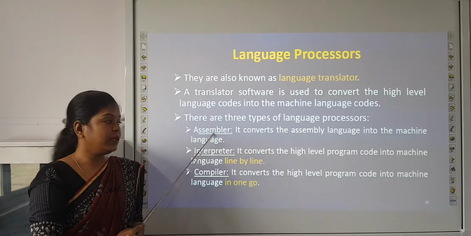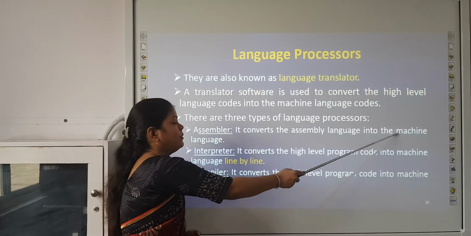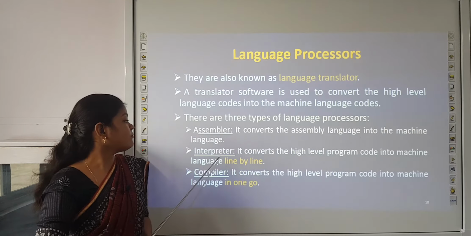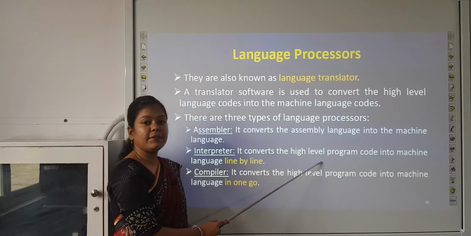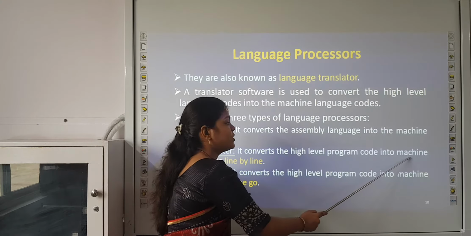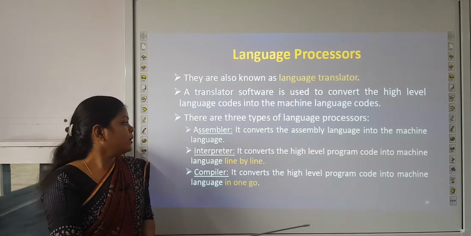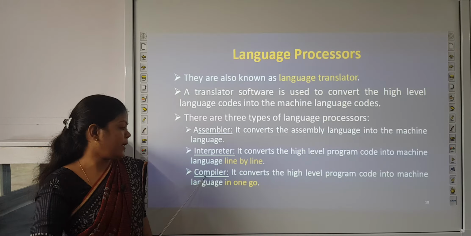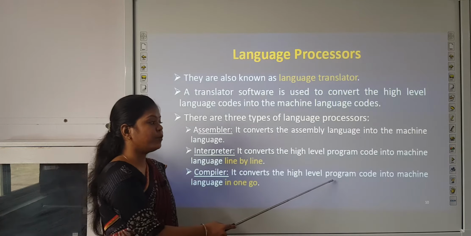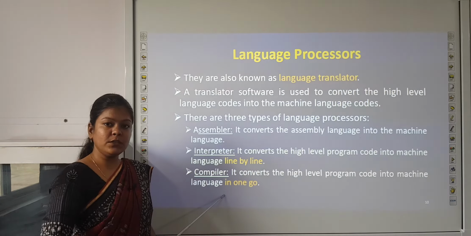First is the assembler. Assembler converts the assembly language into the machine language. Next we have the interpreter. It converts the high level language program into machine language line by line, so it reads the whole program line by line. Next we have the compiler. It converts the high level program code into machine language in one go.